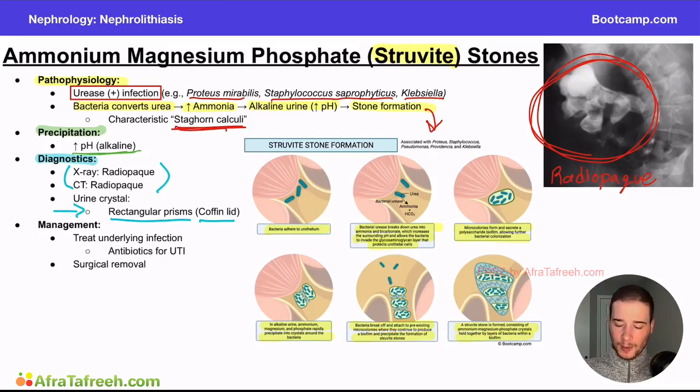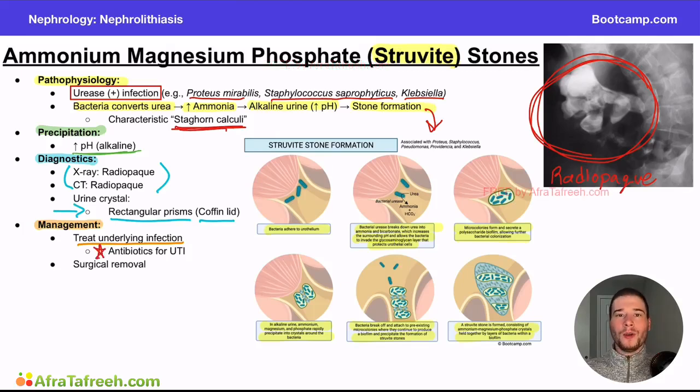When we think about management options for this condition, it's really important that we start by treating the underlying infection, right? We said this is typically due to urease positive infections, and we gave a whole list of options up here. However, there are even more to choose from. That is to say, this is typically due to a urinary tract infection, and so antibiotics are going to be a mainstay treatment.